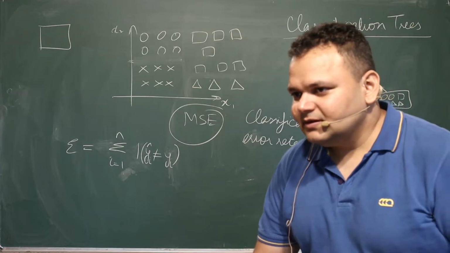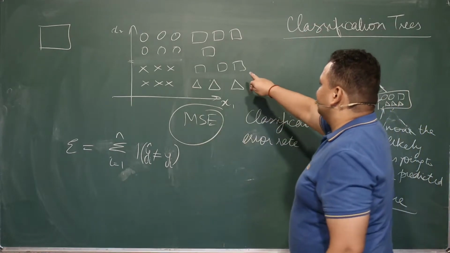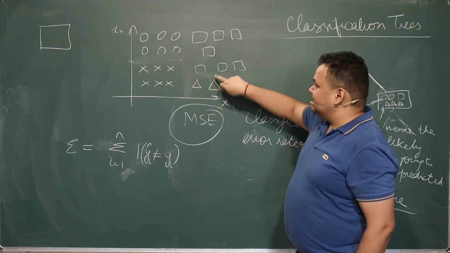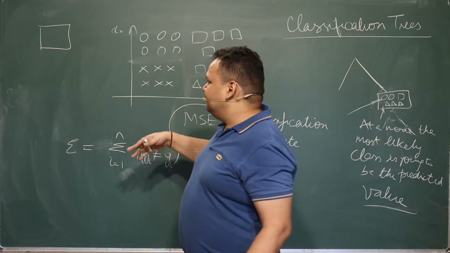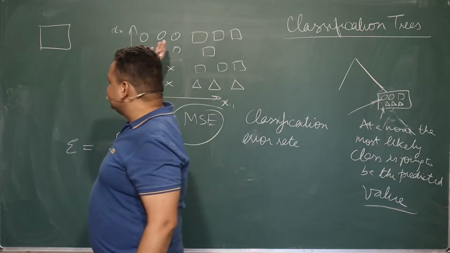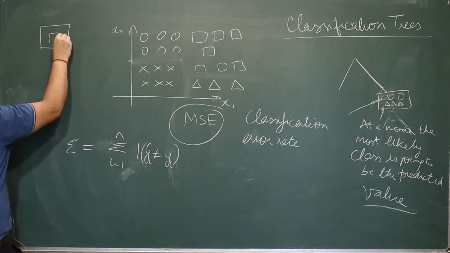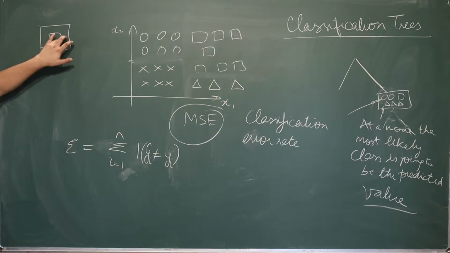Yes, our prediction would be square. Prediction will be square because square has 7 observations. Everything else has a smaller number of observations than that. We choose the most likely class, which is square. So if we had only one partition, then our prediction is going to be square.